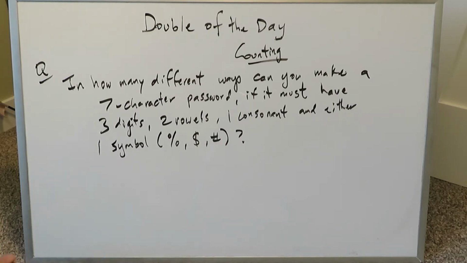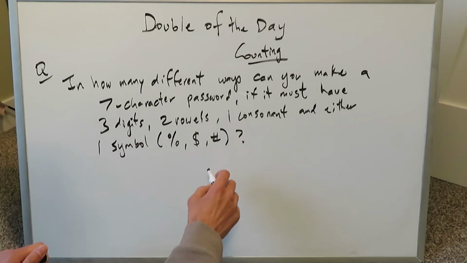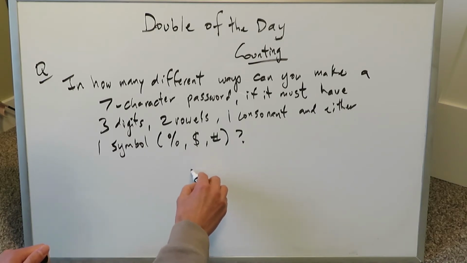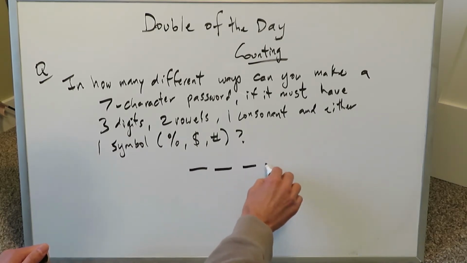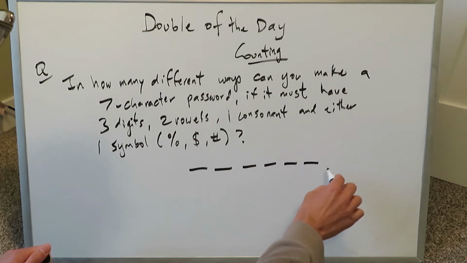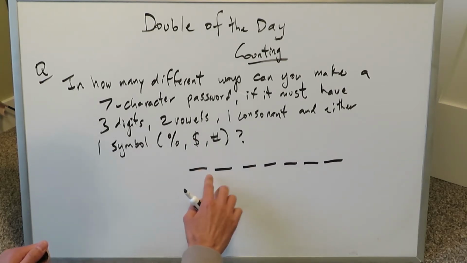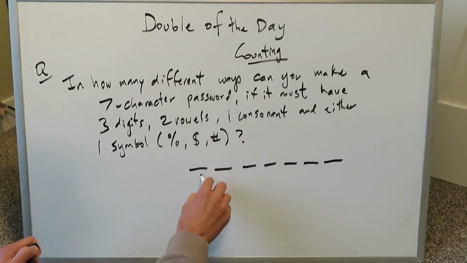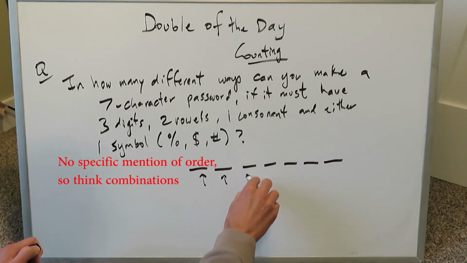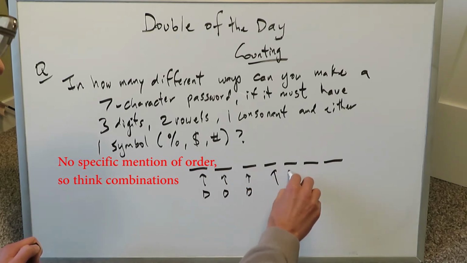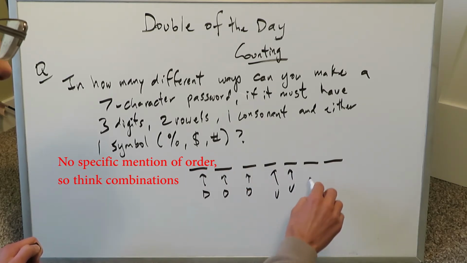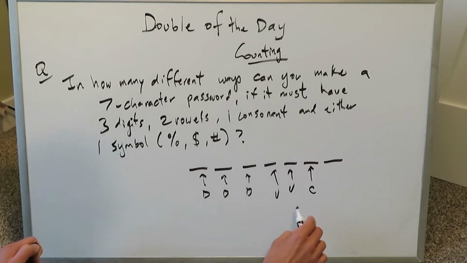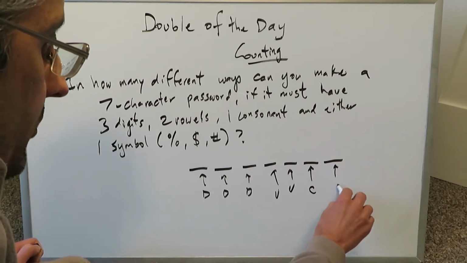How do you go about doing something like this? My advice to you is think about combinations, but think about handling them in a slightly different way. Draw 7 lines over here which represent the placement for each of your characters. We've got 7 over here, and just start designating what's going to be what. We'll have 3 digits, right? Let's just use D for digits. We have to have 2 vowels, and we can put V for that. We have to have 1 consonant, we'll put a C for that, and 1 symbol, we'll put an S for that.